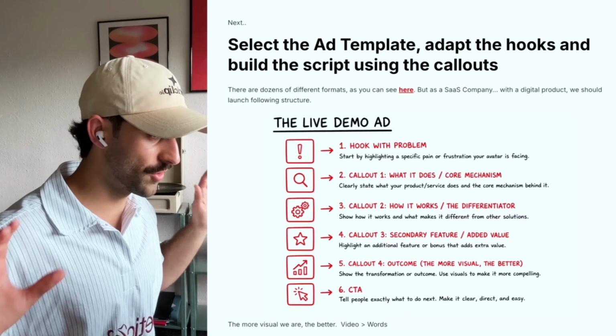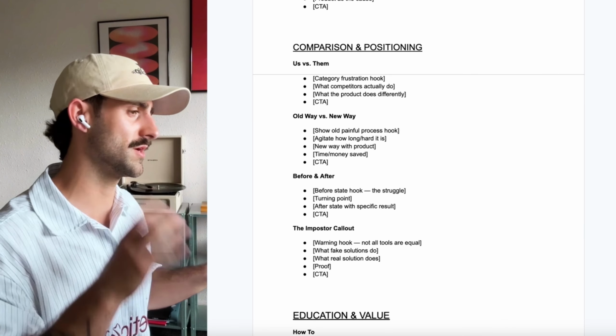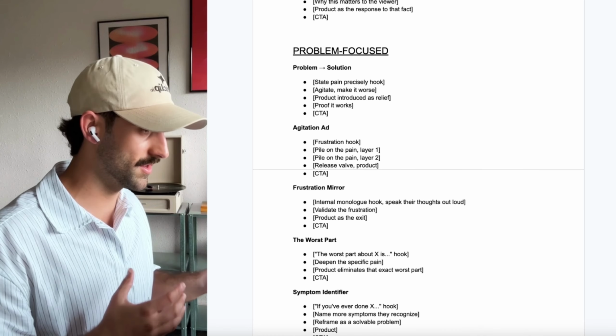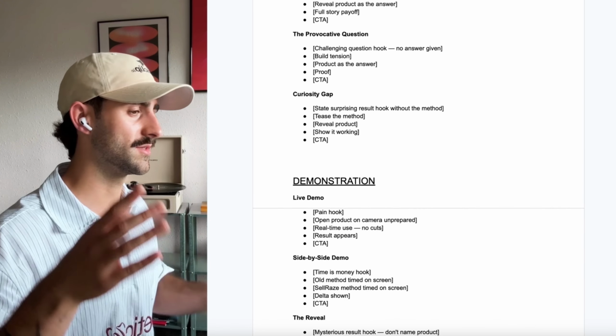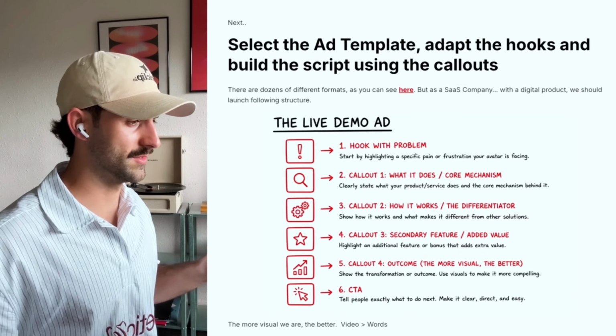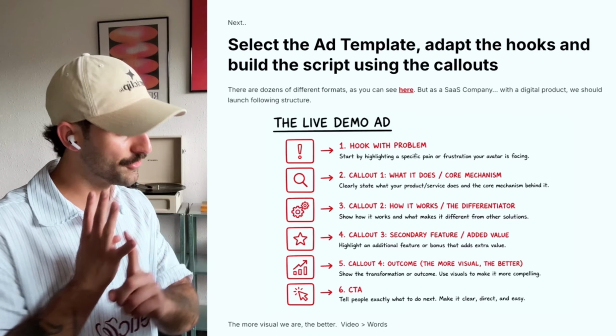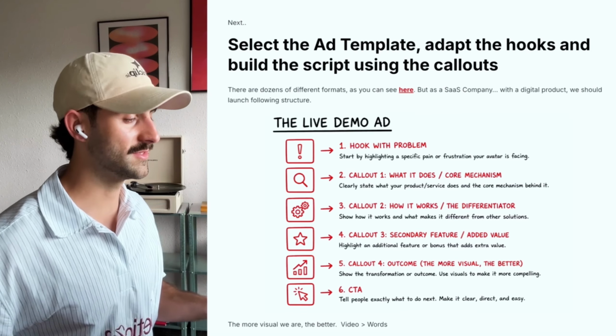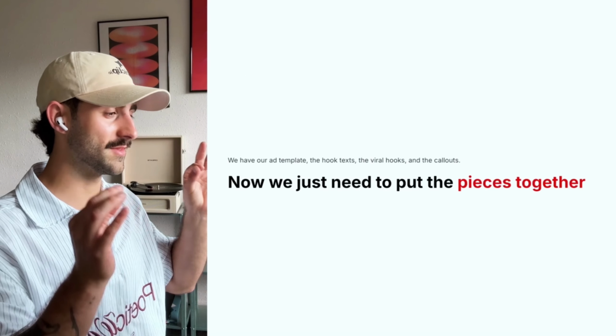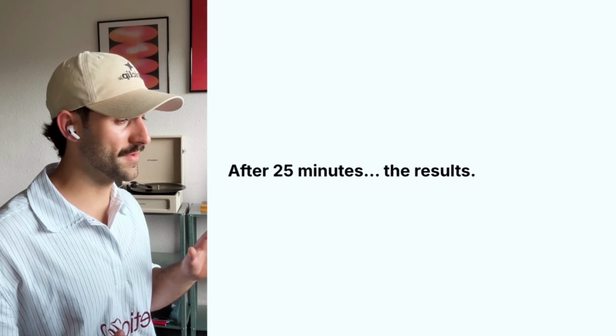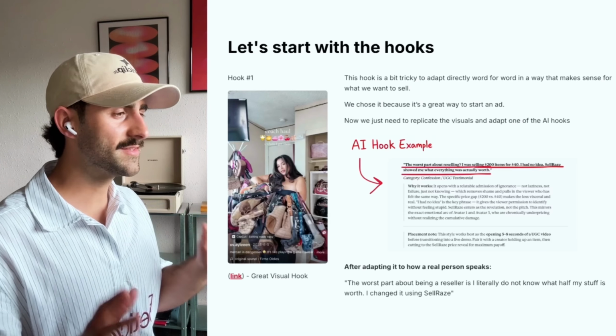There are dozens of different formats, as you can see here on that document, but as a SaaS company with a digital product, we should launch the following structure. The live demo ad: hook with problem, callout 1, what it does, callout 2, how it works, callout 3, callout 4, and finally the CTA. Now, we just need to put the pieces together. And after 25 minutes, here we go with the results. Let's start with the hooks.